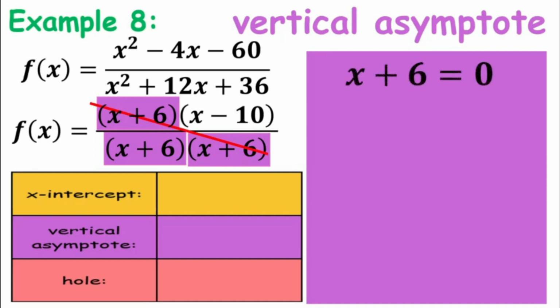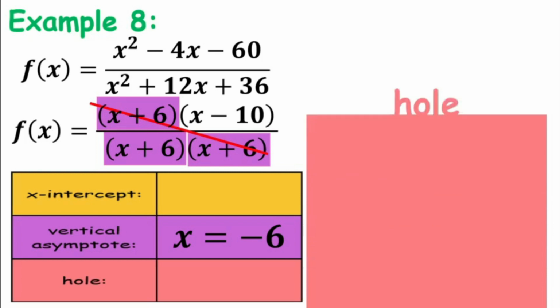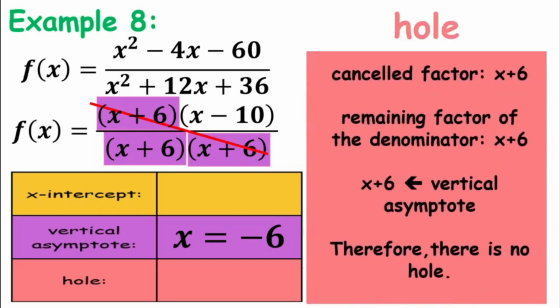X plus 6 is equal to 0. Transpose positive 6, we have x is equal to negative 6. The vertical asymptote is x is equal to negative 6. For the hole, since x plus 6 will give the vertical asymptote, we can say that the graph of the rational function has no hole.